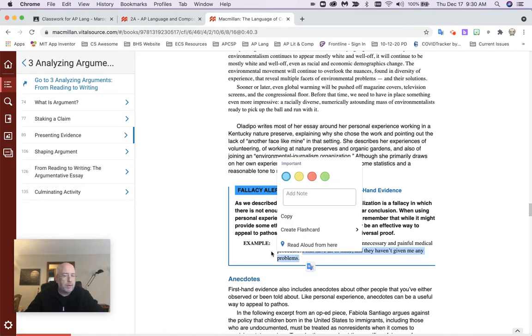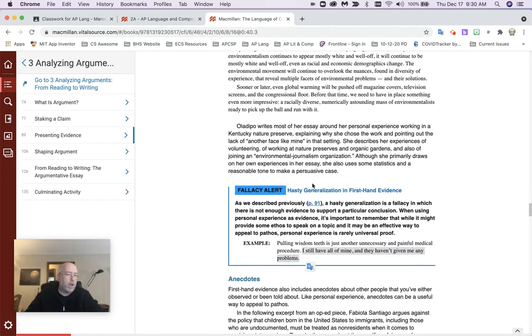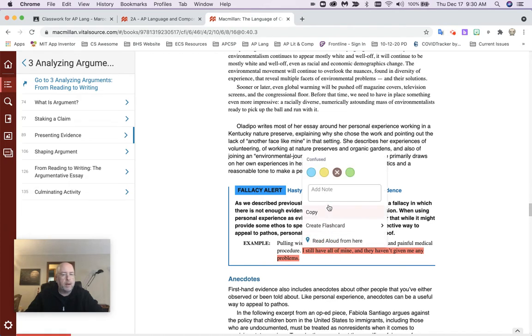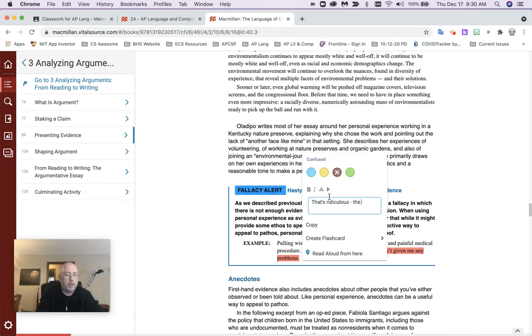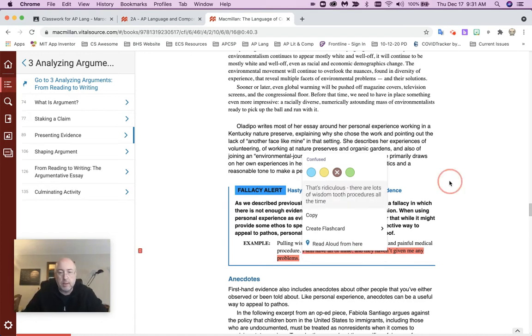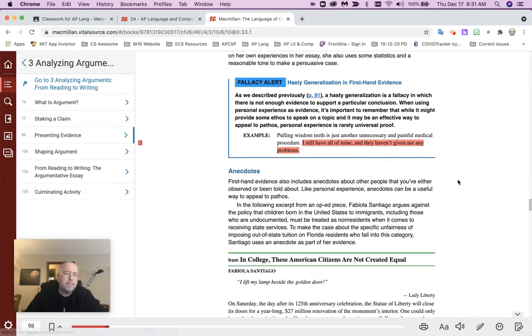And then I could, for example, highlight this and put it in red and make a note saying, that's ridiculous. There are lots of wisdom tooth procedures all the time. So just because you haven't had the problem doesn't mean it doesn't exist. And I could make a note to myself on that.